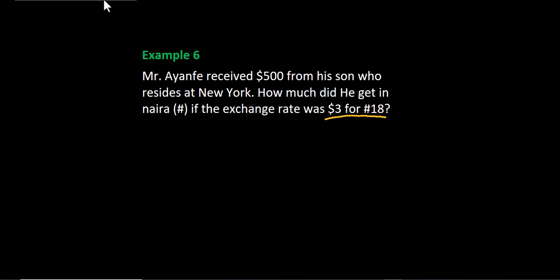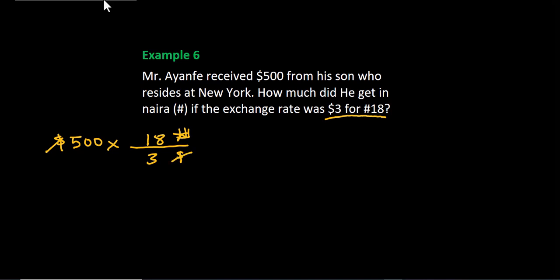So Mr. Ayanfe receives $500. That is the known. Now, our units in money usually stay behind, not before, unlike in conventional units. So multiply by, we need dollar down here, and then we need naira up here, because obviously we are going for naira. They're going to give you the conversion relationship. This one says $3 for 18 naira, right? So that dollar can cancel dollar.